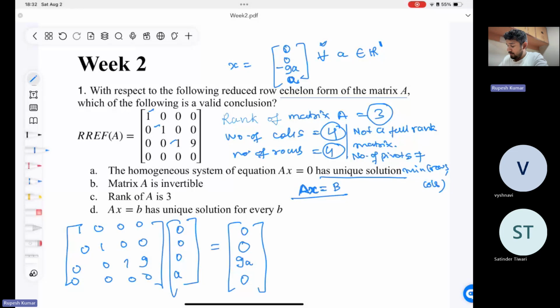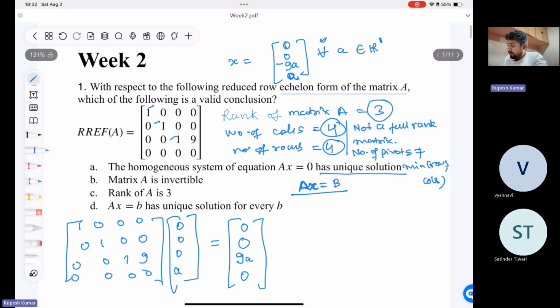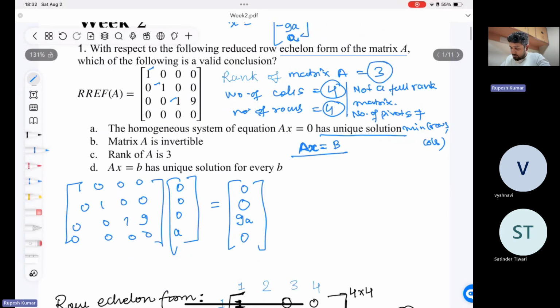This is a for-all operator that says that for all values of a that can belong to the real numbers, which is infinitely many values of a, you can always do this matrix vector product and figure out the value. So this value becomes 0, 0, minus 9a, comma a. Now this dot this will be 0, this dot this will be 0, this dot this will be minus 9a plus 9a, which equals 0. And the last dot this will again be 0. So this is a 0 vector.